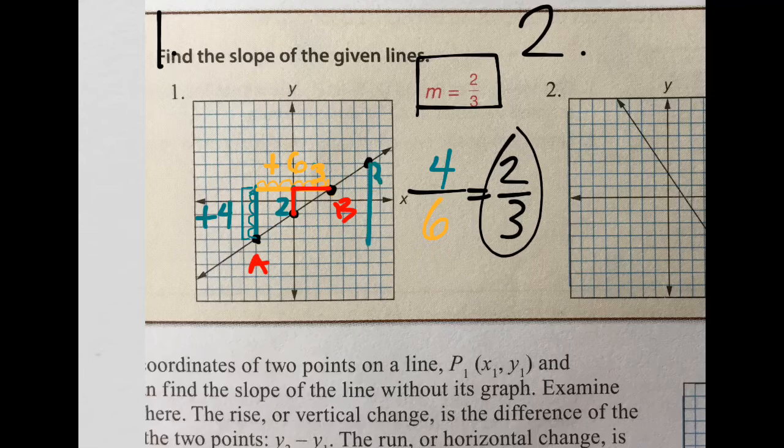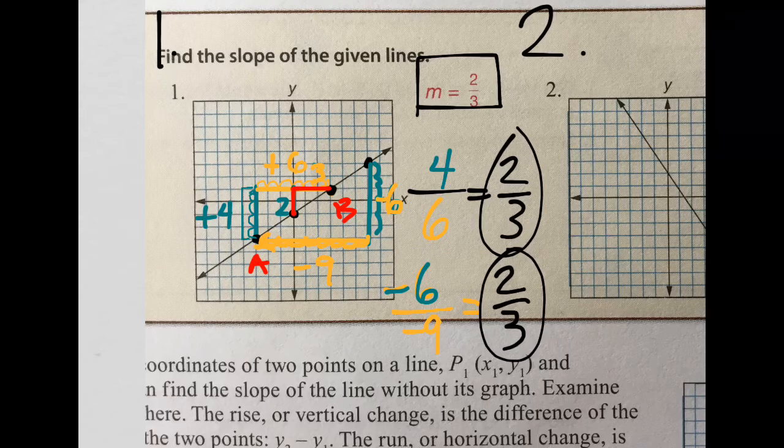What is that? 1, 2, 3, 4, 5, 6. And I could go this way. So you would have 2 negative numbers. You'd have a -6 and 1, 2, 3, 4, 5, 6, 7, 8, 9, and negative 9. So what is a negative divided by a negative? Well, it's positive, right? So you still get 2/3 either way. Doesn't matter which way you graph all of those.